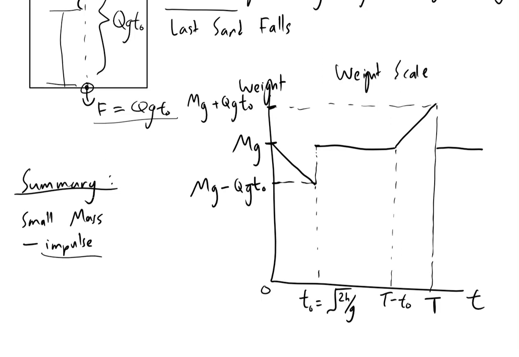Another thing to keep in mind is that sometimes you don't always need to make things complicated. You can define variables. Like, we defined our mass flow rate Q equals dm over dt. This made things simplified. And we also didn't always use the exact value of t0. Sometimes we just wrote things as t0 and they happen to work out.